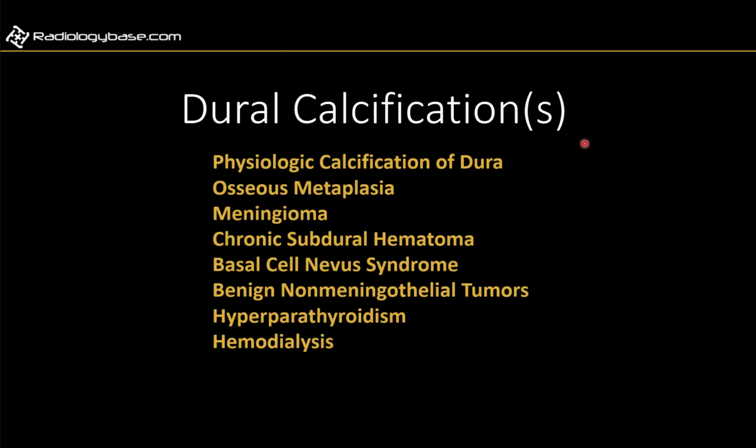So, in summary, dural calcification can be seen in physiological calcification of the dura, osseous metaplasia, meningioma, chronic subdural hematoma, basal cell nevus syndrome, benign non-meningothelial tumors, hyperparathyroidism, and hemodialysis.